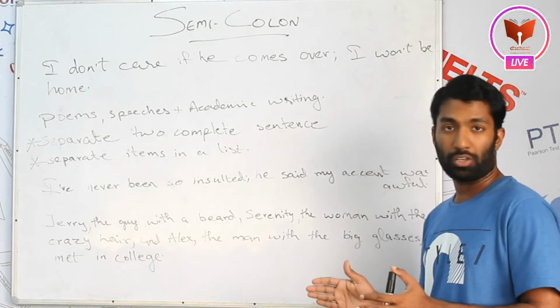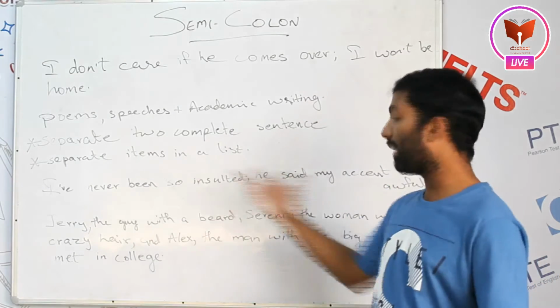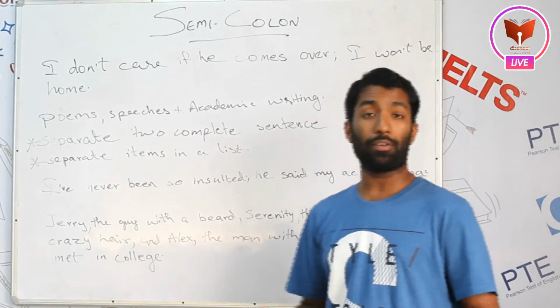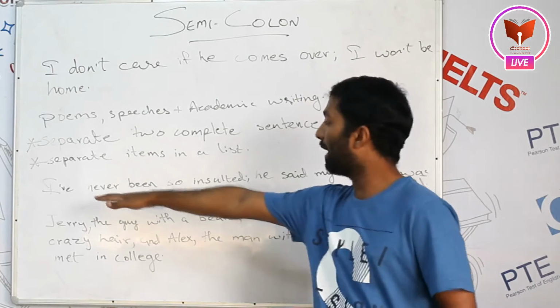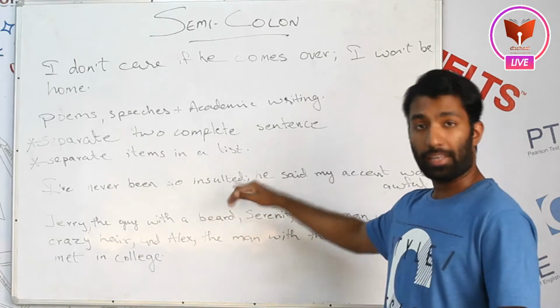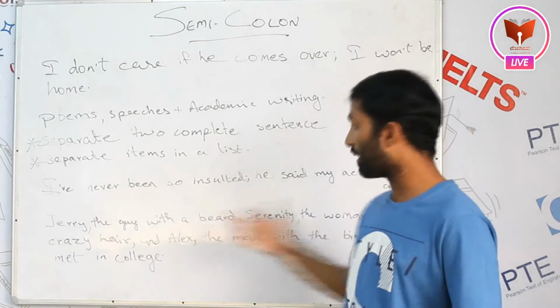Yet another short sentence. So instead of even using a period, you can use "because" to connect these two sentences. That is the use of connectors, which I will be talking about in another video. So this is: "I have never been so insulted; he said my accent was awful." So that shows that this is a complete sentence.